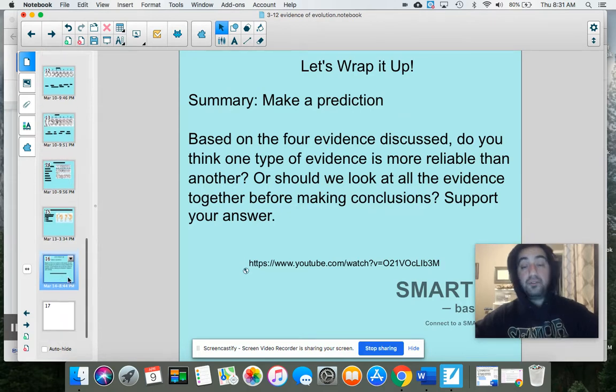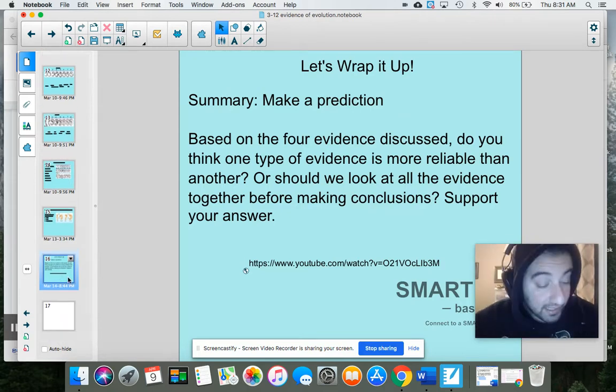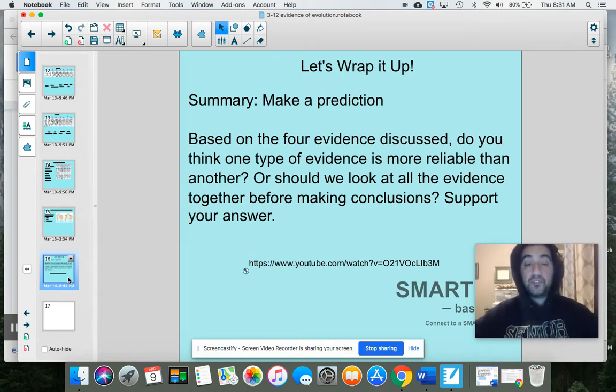All right, so let's wrap it up. For the summary, you are going to answer this as your exit ticket in your guided notes. I want everybody to make their own prediction, based on the 4 pieces of evidence that we just discussed. Do you think one type of evidence is more reliable than another, or should we look at all the evidence together before making conclusions? Support your answer. I want you to read that question prompt and answer that question thoroughly.